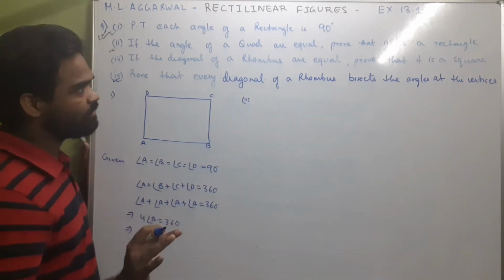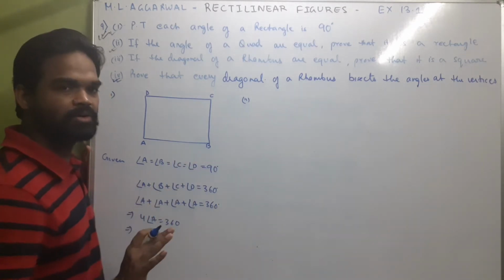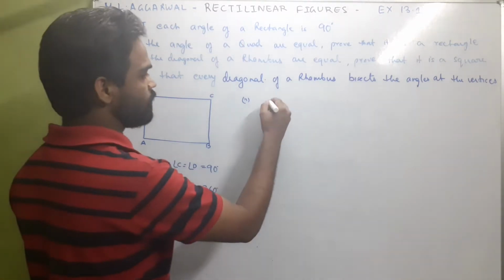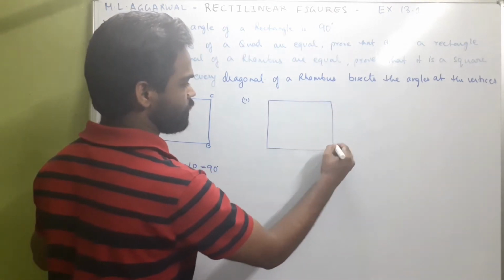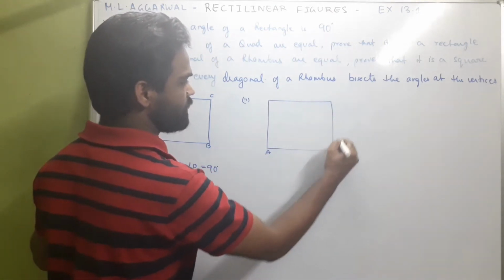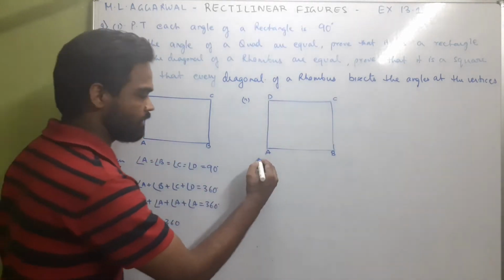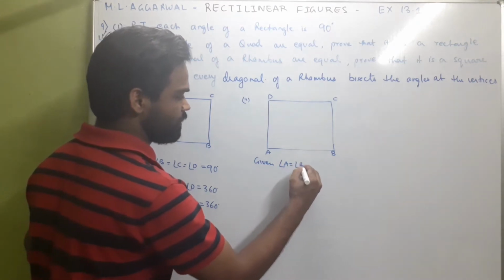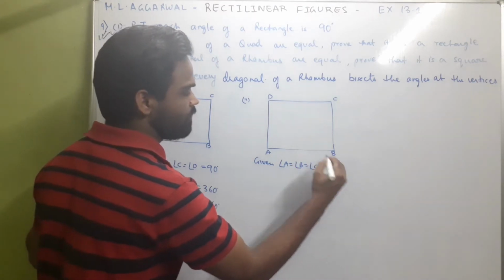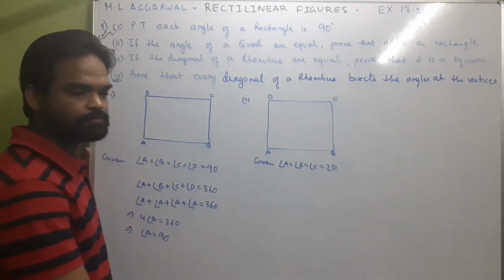Now let us see the second part. If the angles of a quadrilateral are equal, prove that it's a rectangle. So we have a quadrilateral, suppose ABCD. We need to prove that if angle A is equal to angle B is equal to angle C is equal to angle D, then it's a rectangle.